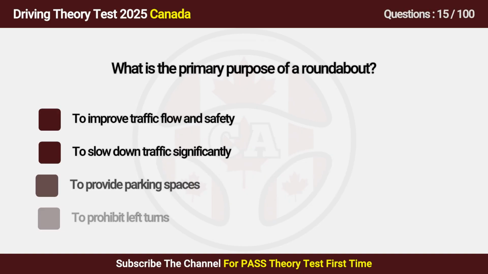Question 15. What is the primary purpose of a roundabout? A. To improve traffic flow and safety. B. To slow down traffic significantly. C. To provide parking spaces. D. To prohibit left turns.